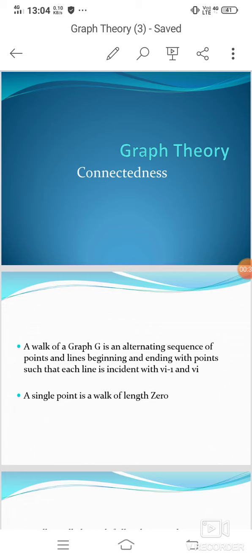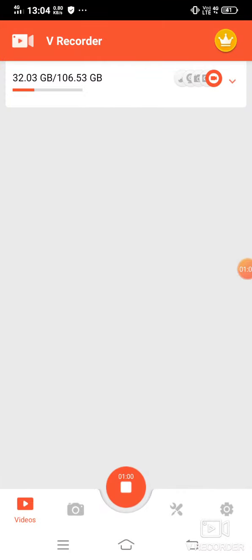Right? So in this connectedness, we can see the definitions: walk, path, and trail. So what is called a walk? A walk is an alternating sequence of points and lines beginning and ending with points such that each line is incident with vi minus 1 and vi. So let us consider an example here.